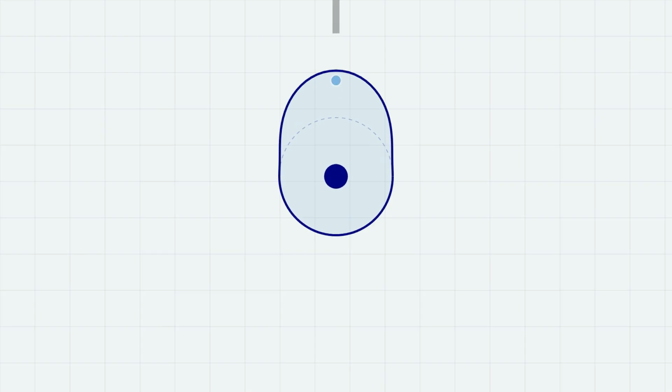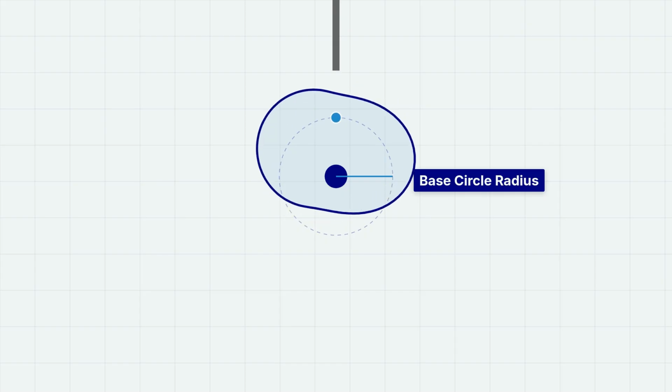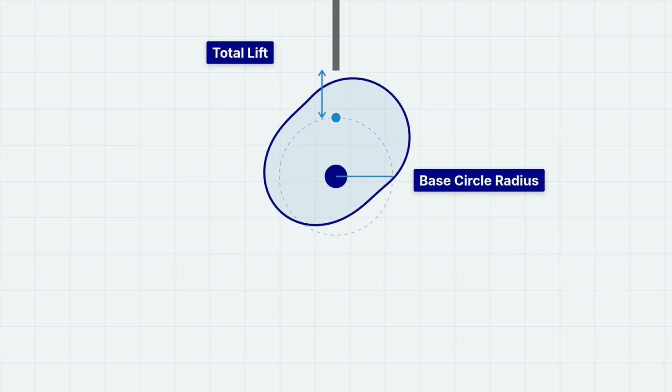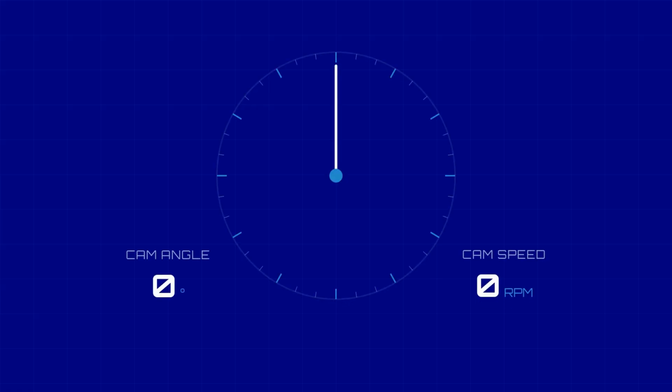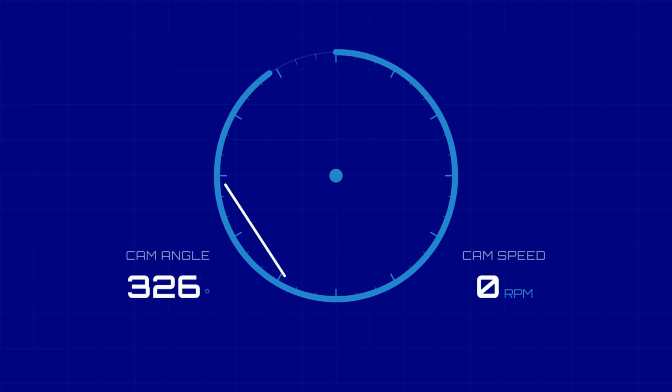Next, enter the base circle radius in millimeters. This is your cam's starting radius. Then input the total lift in millimeters, the maximum follower displacement. The cam angle in degrees represents your current rotation position, accepting values from 0 to 360. Finally, enter the cam speed in RPM for your rotational velocity.